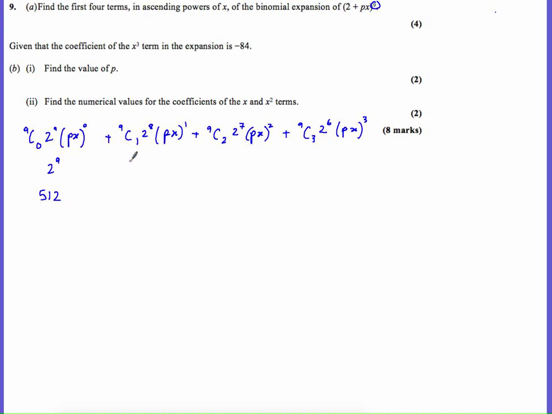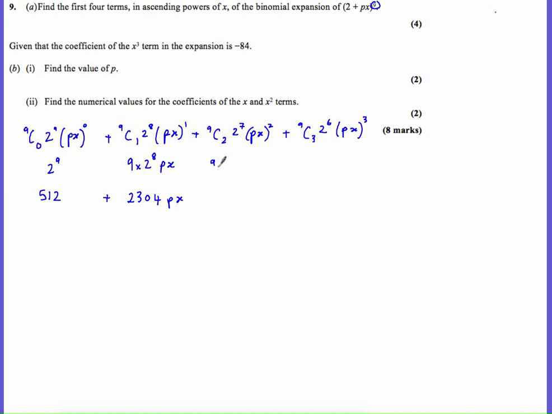Same kind of thing here going on. 9 choose 1 I know is 9 times 2 to the 8 times all of this lot power 1. Oh, I don't need to work that out, so I've just got to do 9 times 2 to the power 8 on my calculator. 2304 px. Remember, you could just type in 9 choose 1 if you couldn't remember, or 9 choose 0, but c'est la vie.